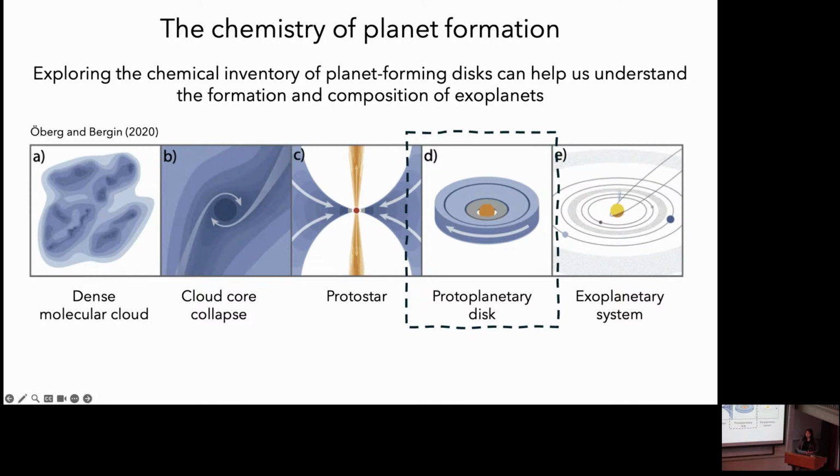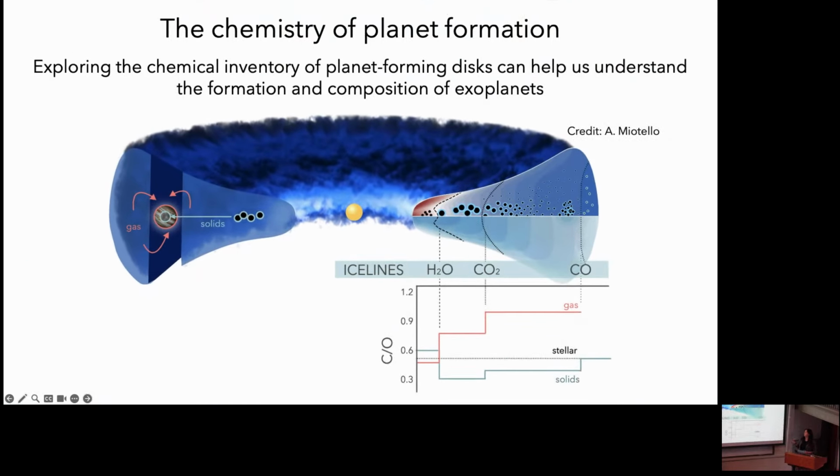If we zoom in on what this disk looks like, it's mostly gas: 99% gas, 1% dust. From this dust, we can create the cores of planets that can eventually accrete an atmosphere, an envelope. And most of this gas is made out of volatile materials like water, CO2, or CO, which are the most abundant ones. They have different sublimation temperatures at which they turn from ice to a gas species.